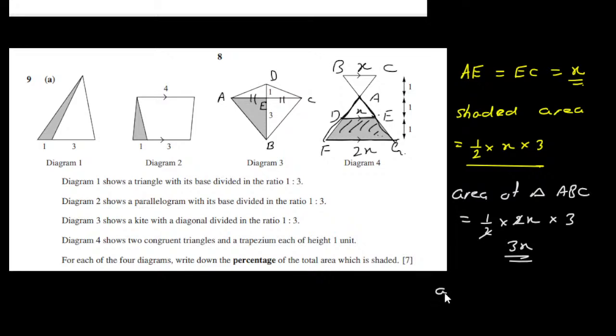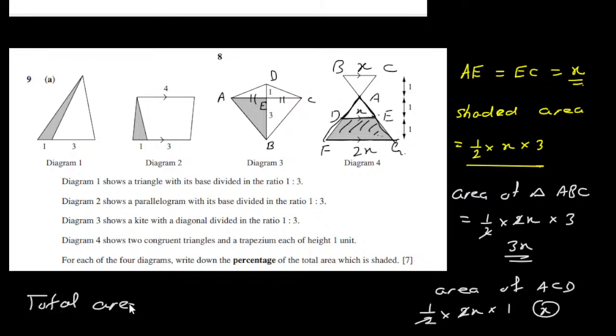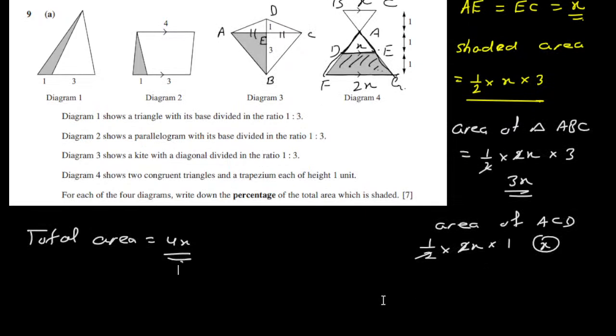And similarly area of ACD, here you work out, it is half into 2x into 1. So this 2 will cancel and you will get x only. So total area, your total area is what? 3x plus x, which is 4x. This is total area. And shaded area is what? It is 3 by 2x. Shaded area, it is 3 divided by 2x.